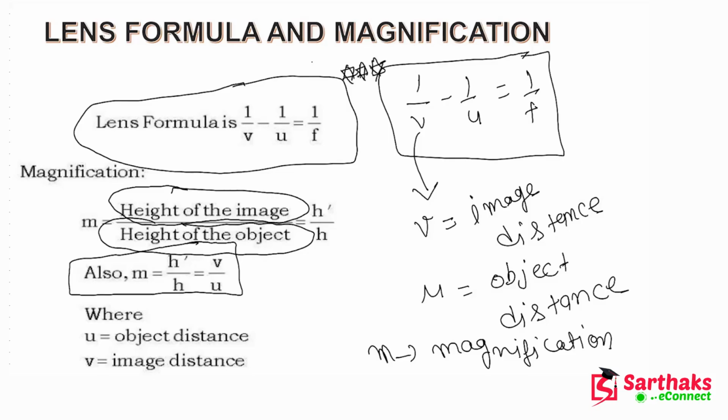Now, why is it important? Because when we were discussing mirrors, we wrote the formula like this. Now you can be confused here, because here I am writing minus before 1 upon u, but here I am writing plus before 1 upon u. So this is the difference between the mirror formula and the lens formula. So you have to be a little bit attentive here. Now let's move on to the next slide.